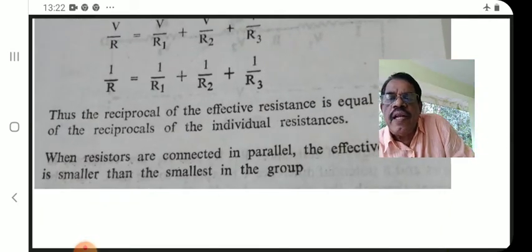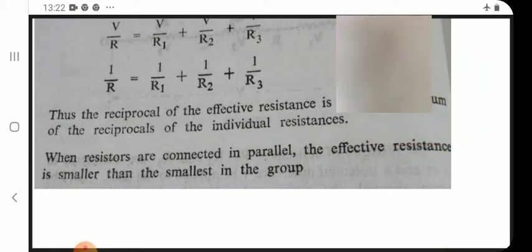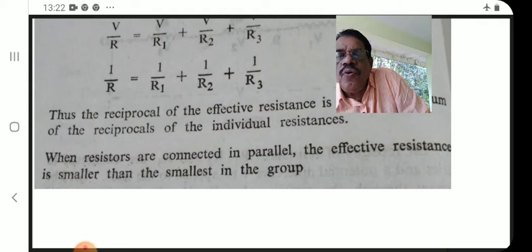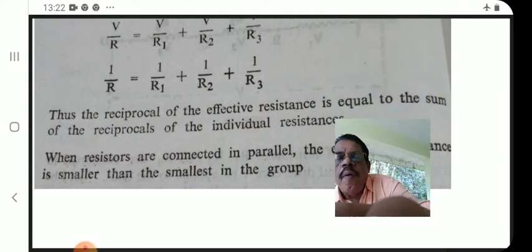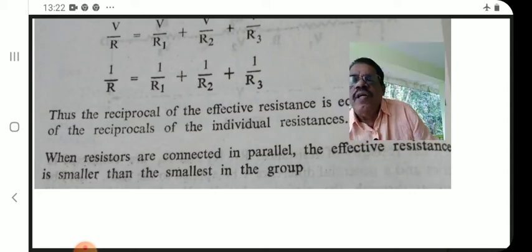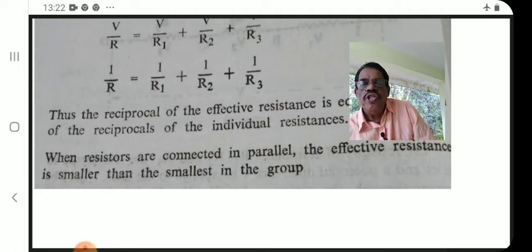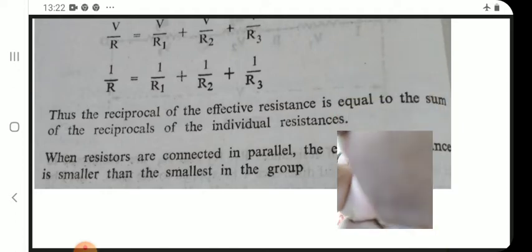So when resistors are connected in parallel, the effective resistance is smaller than the smallest in the group. In the equation, 1 by R is equal to 1 by R1 plus 1 by R2 plus 1 by R3, R is the effective resistance. Effective resistance is calculated by this equation in a parallel combination of resistors.